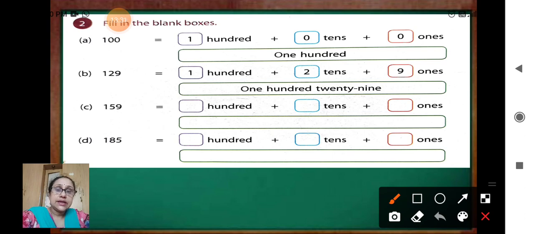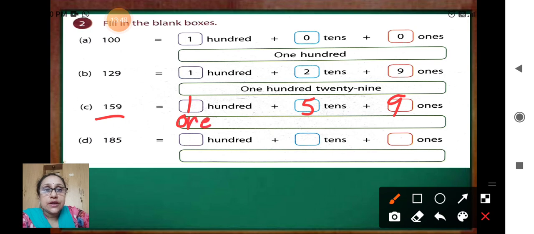Now question C, let's do together. Yes, 159. So here we will write 150, that is 5 tens and plus 9 ones. Now write the number name. Yes, 159.